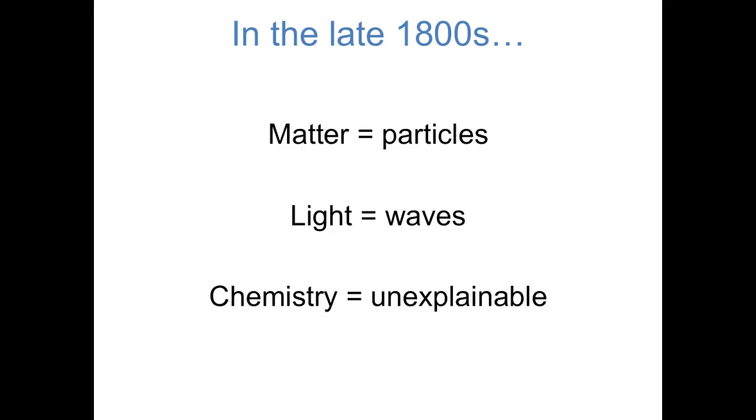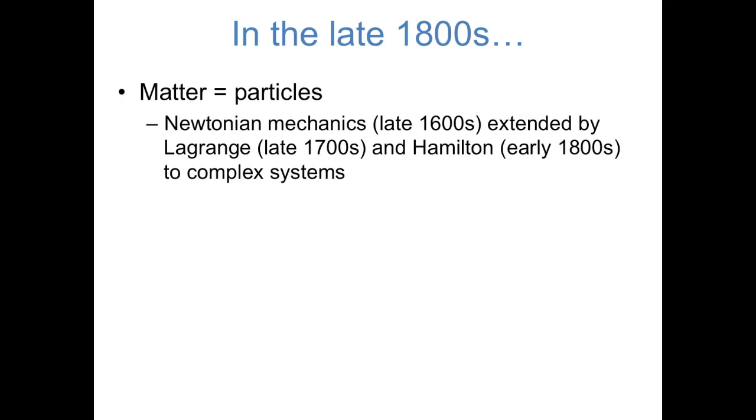In the late 1800s, scientists saw matter, the objects around us, as consisting of particles, and light as consisting of waves, and those two things being completely different from each other. And all of the observations that had been made about chemistry to be more or less unexplainable. I will elaborate a little bit on what I mean by that.